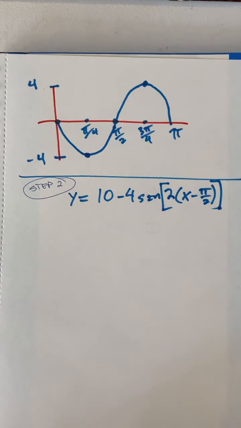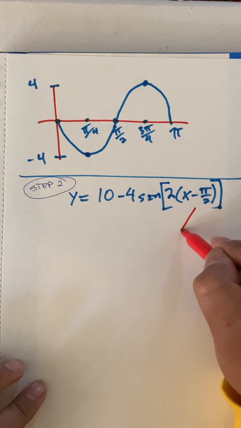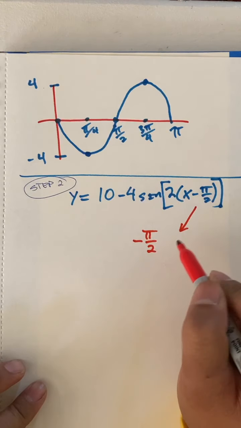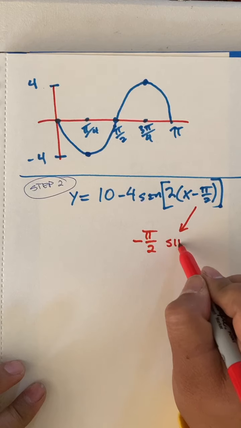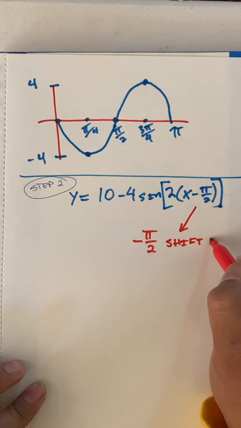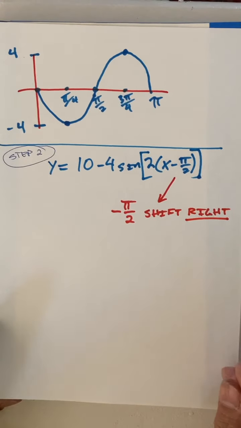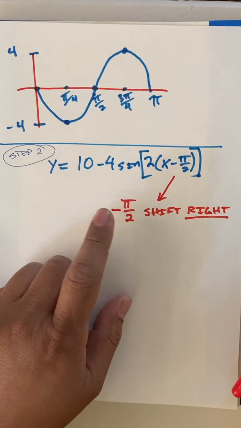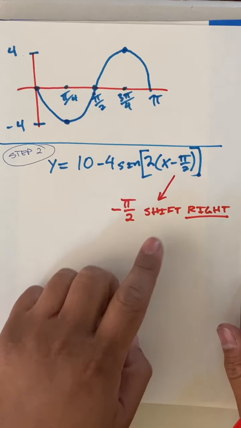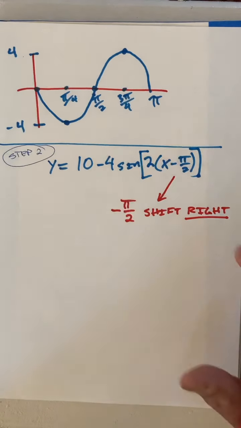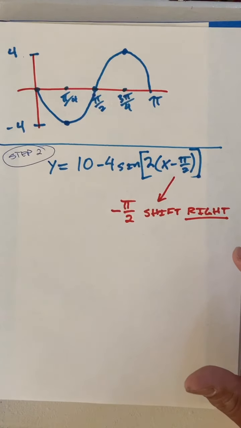Now, this is the really tricky part. This is negative, so minus pi over 2 means I am going to shift right. It's weird because it's negative, you think it would shift left, but what actually shifts left is the origin, the graph, the x and y axes. So it kind of visually looks like the sine graph moves to the right, okay?